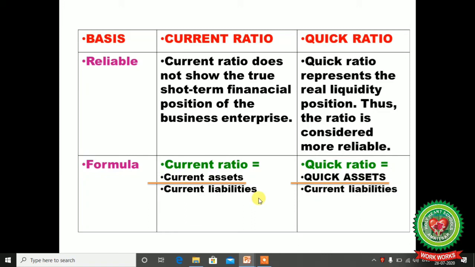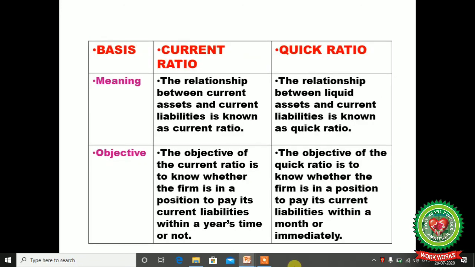What is the formula for current ratio? Current assets divided by current liabilities. And the formula for quick ratio: quick assets divided by current liabilities. Just find out the difference: instead of current assets, here it is quick assets. For quick assets, from all the current assets, deduct inventory and prepaid expenses, and as a result you get your quick assets. Okay, students?